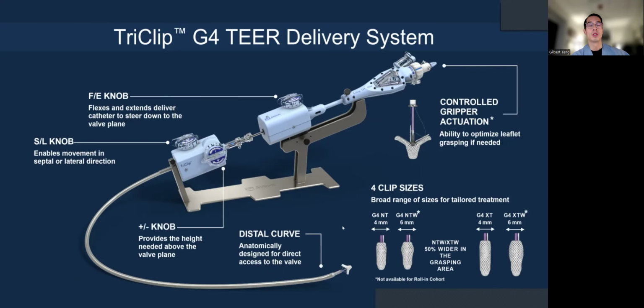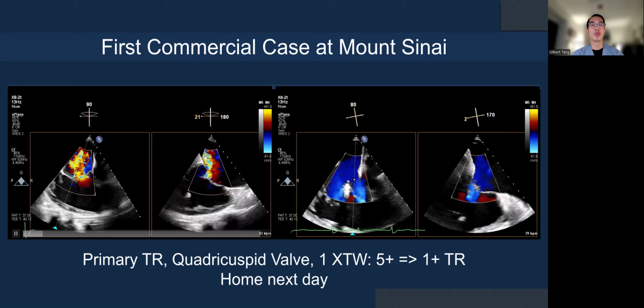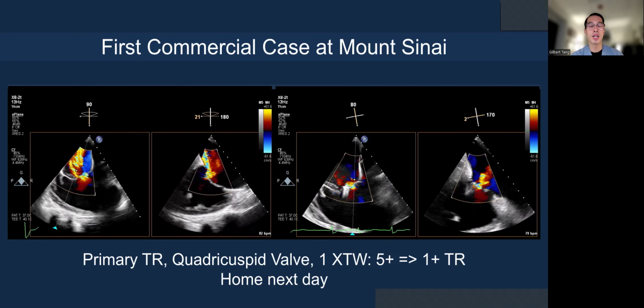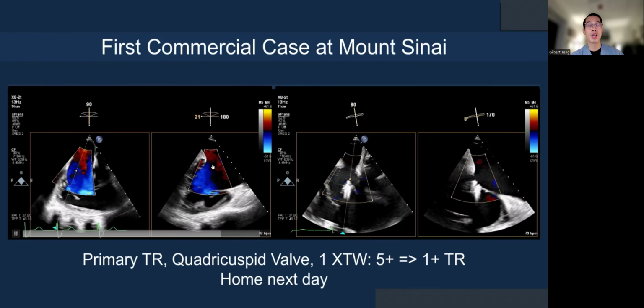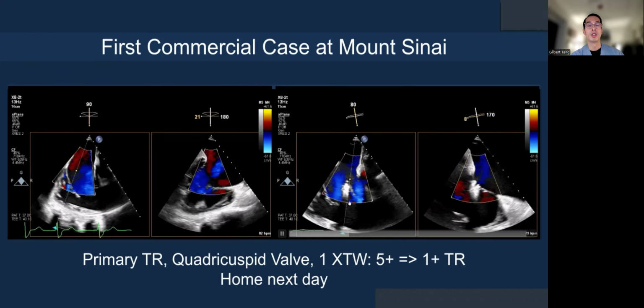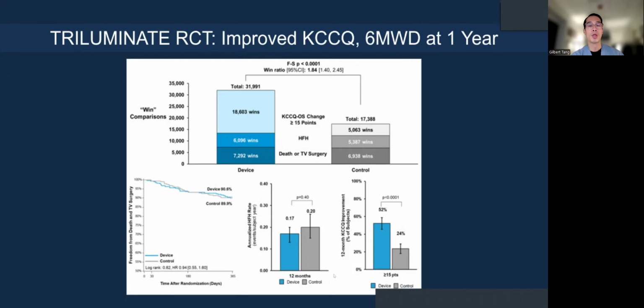The Abbott TriClip system, you can see here, is similar to the MitraClip system, but with some modification to the delivery catheter, and there are still 4 different sizes. This was the first commercial case done in Mount Sinai. You can see, despite being a quadricuspid valve, you can typically do, in this case, 1 clip, and you can bring the TR from torrential to mild, and the patient can go home the next day.